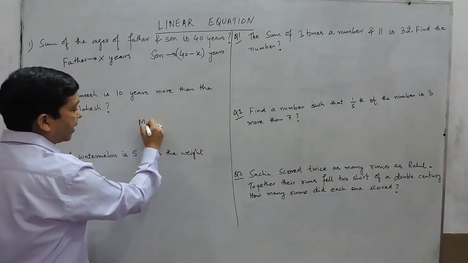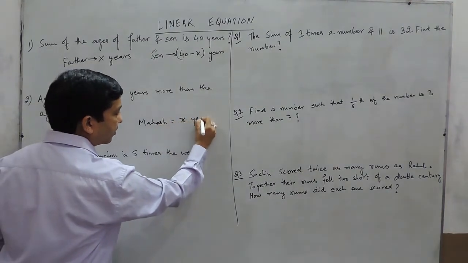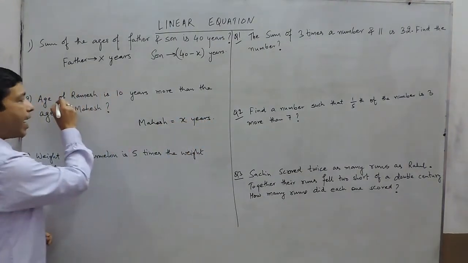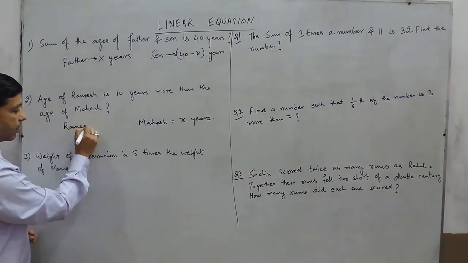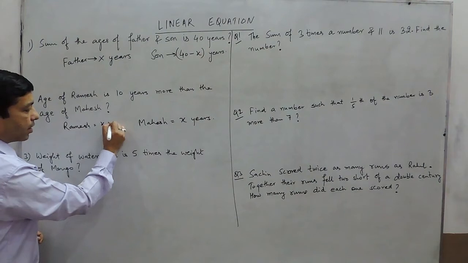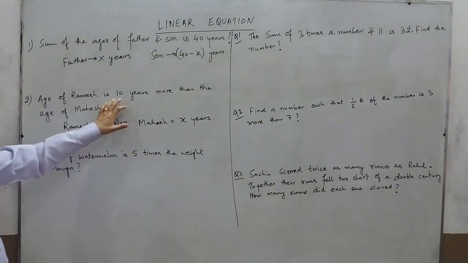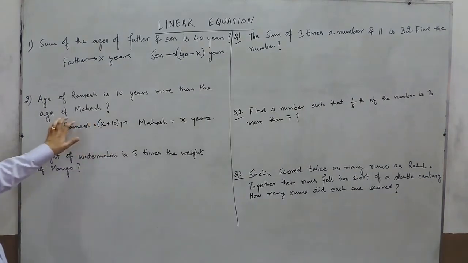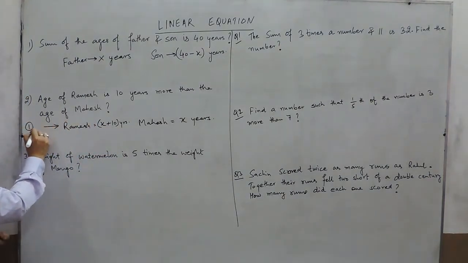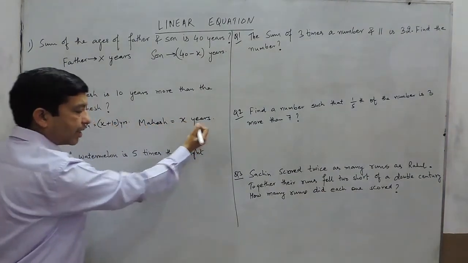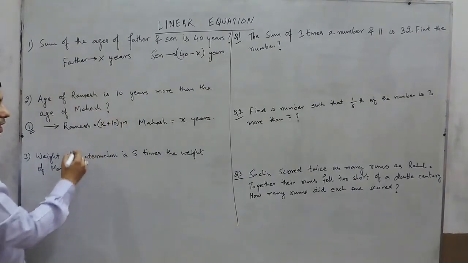Another statement is: age of Ramesh is 10 years more than the age of Mahesh. Suppose we say the age of Mahesh is x years. We know the age of Ramesh is 10 years more than this. It means the age of Ramesh is x plus 10 years. One thing we have to make very clear: this is the first assumption we can take, that the age of Mahesh is x years, then the age of Ramesh is x plus 10. We can take it otherwise as well.